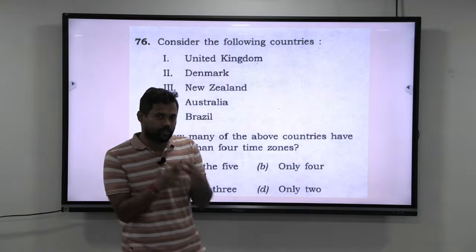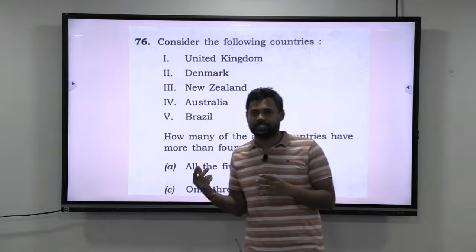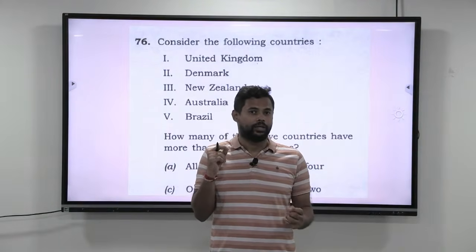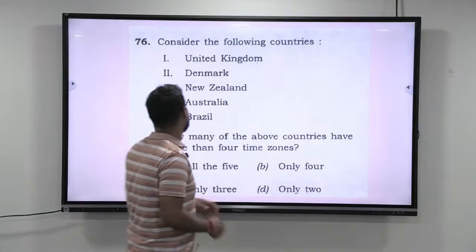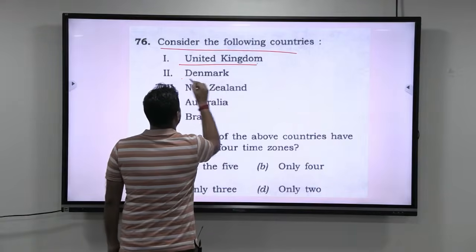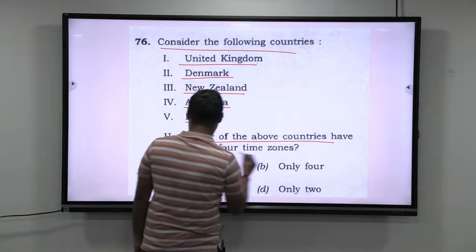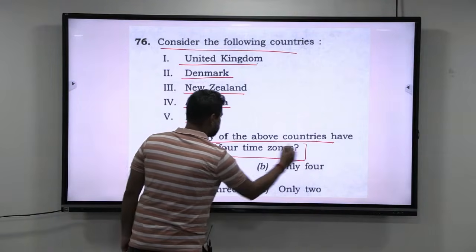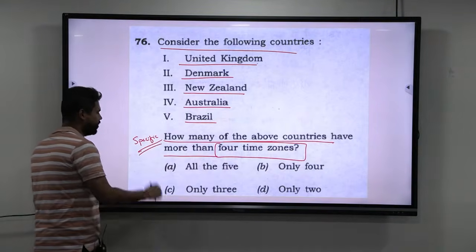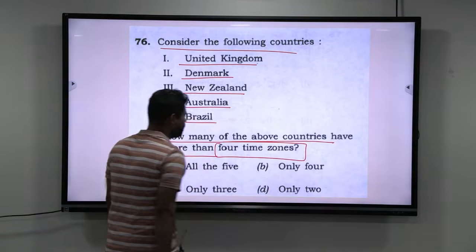Alright, let us solve this question. Again, I consider this question as very difficult. We know the relationship between longitude and how longitudes are used to calculate time, but this question is very specific. Let me read out the question first. Consider the following countries: United Kingdom, Denmark, New Zealand, Australia, Brazil. How many of the above countries have more than 4 time zones? Whenever the question is very specific, the answer becomes very difficult. A, all the 5; B, only 4; C, only 3; and D, only 2.